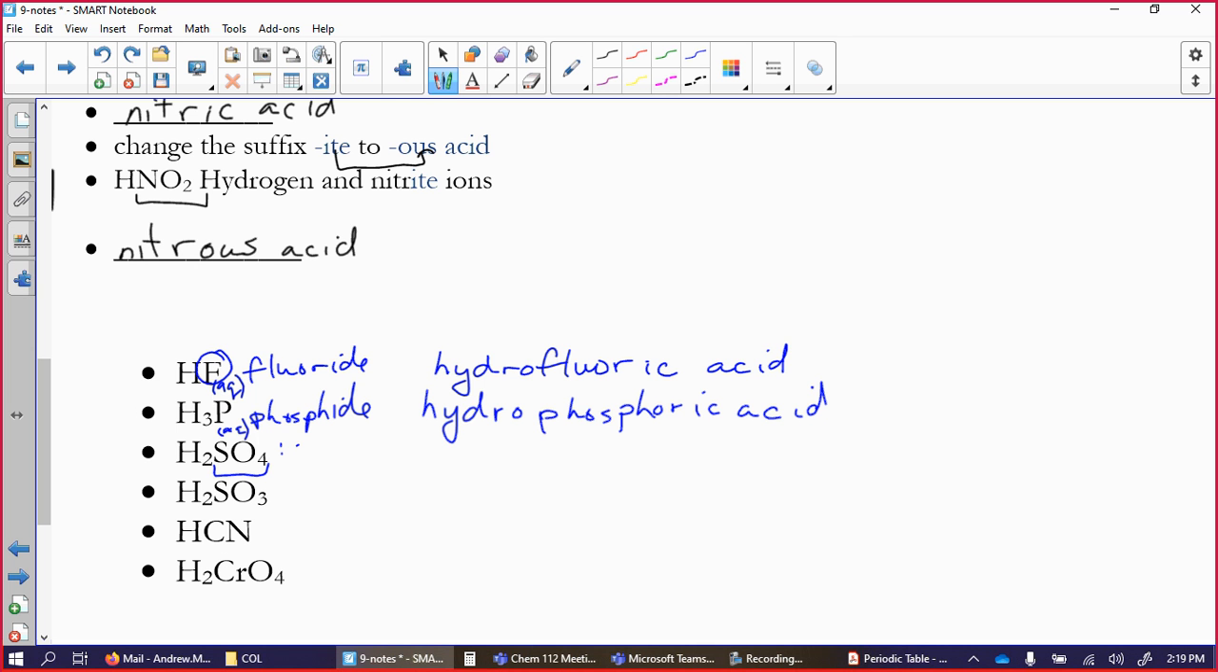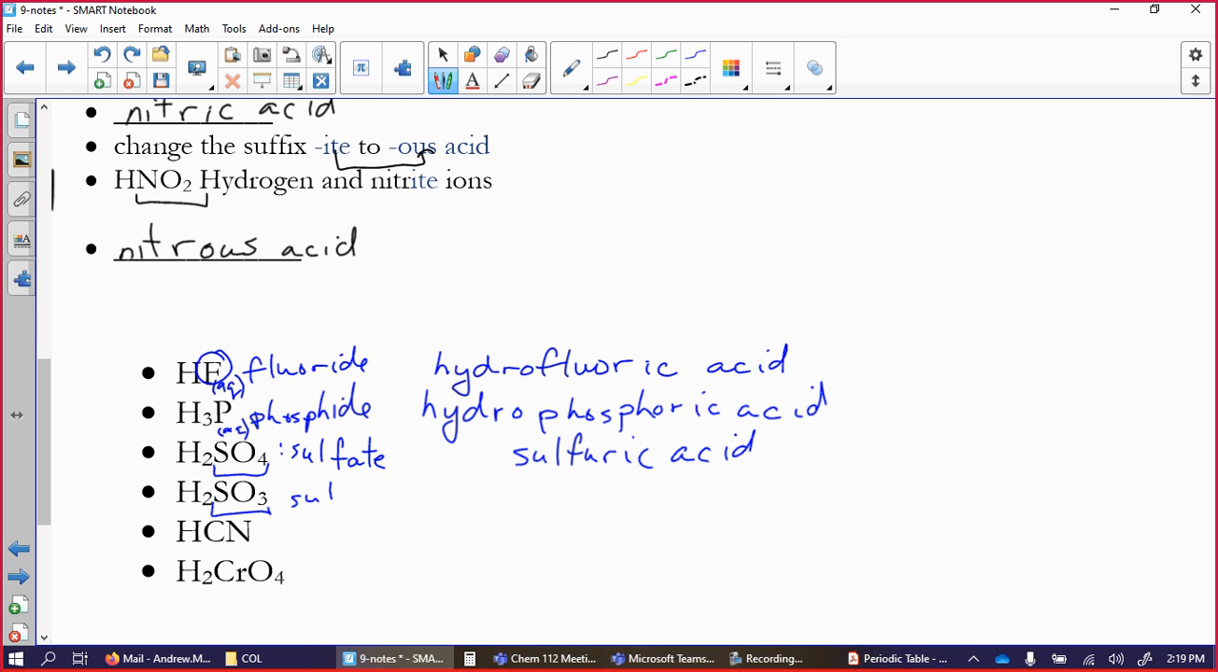SO4 is sulfate. ATE, we don't use a prefix. Sulfuric. The sulfur and the phosphorus, for whatever reason, you kind of add letters back in. It's not phosphic acid or sulfic acid. It's phosphoric acid or sulfuric acid. I don't know why. I wish I had a better answer.